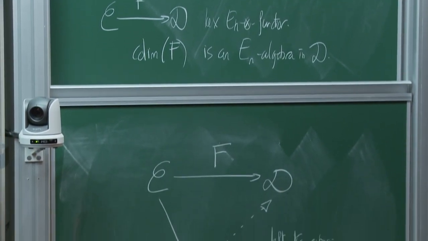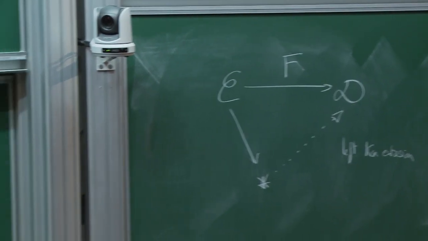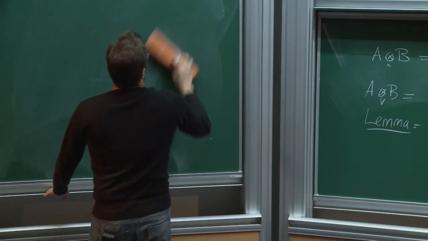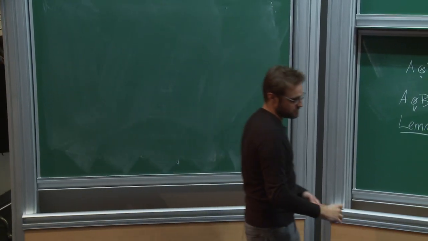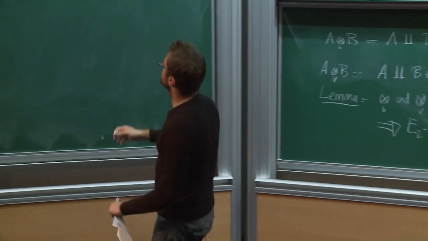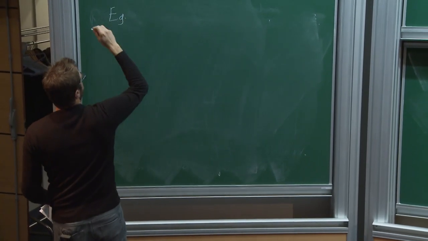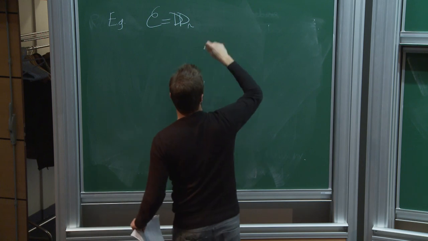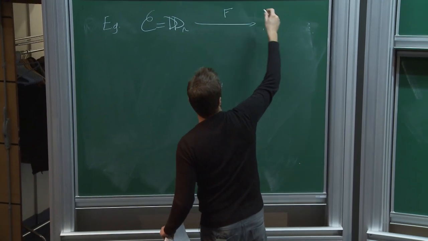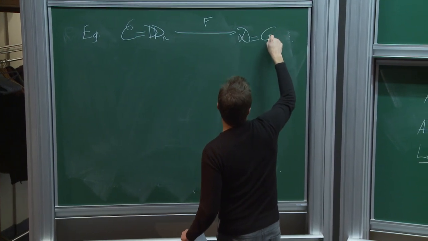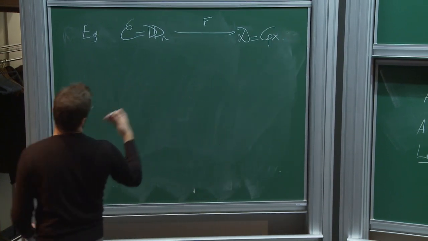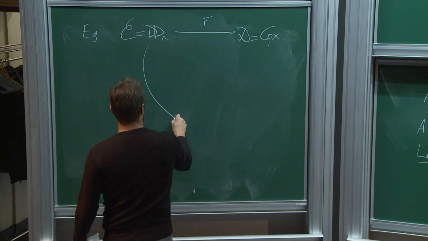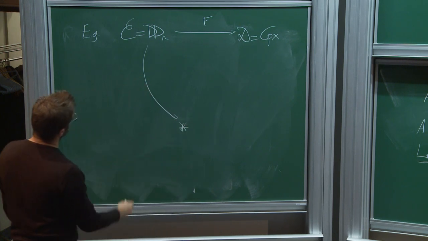So let me give an example of this, which is the one that we're interested in. Assume that C is this category of discretized disks. We get some functor F here. And assume that D is any infinity one monoidal infinity one category, but let's say it's a category of complexes. Here I have the functor to the point, and I'm going to go to the point in two steps.